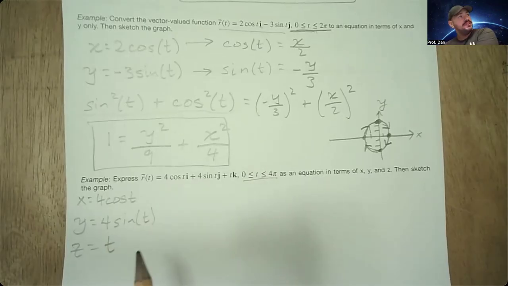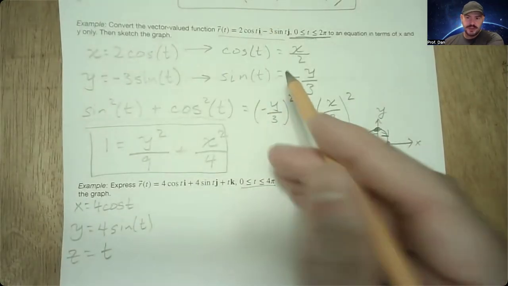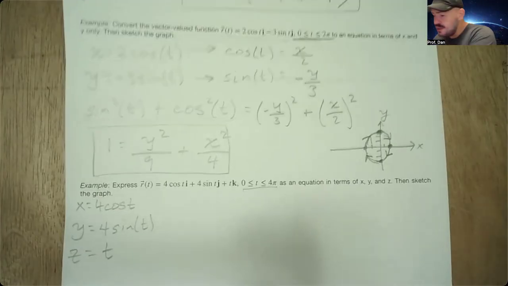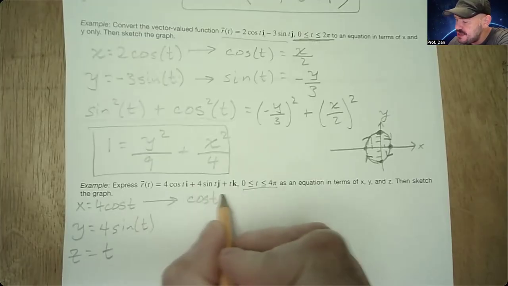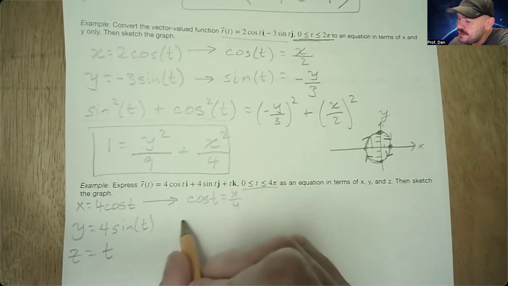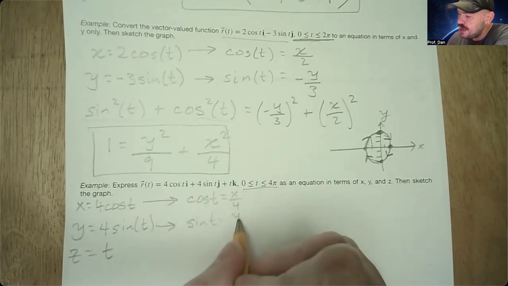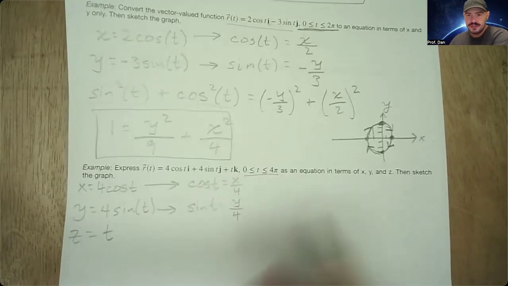So if I wanted to, I could take the exact same approach that I did in this last example, where I isolate the sine and the cosine, and then use that trig identity to make my equation prettier, which would be helpful since I need to graph this one. So if I do that, I get cosine of t is equal to x over 4. I get sine of t is equal to y over 4. And then I don't need to do anything with the z equation because that's just t.